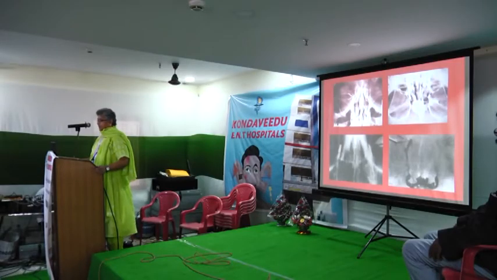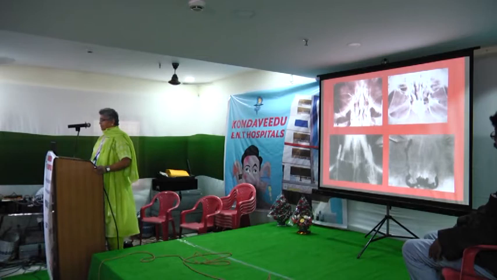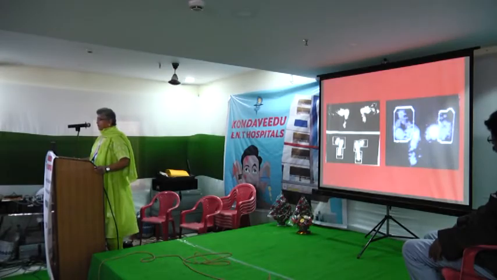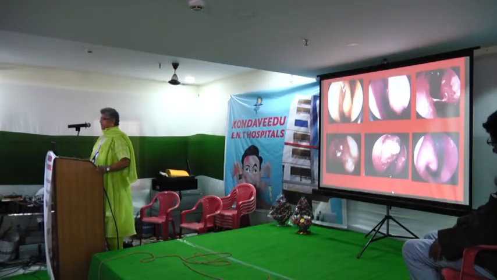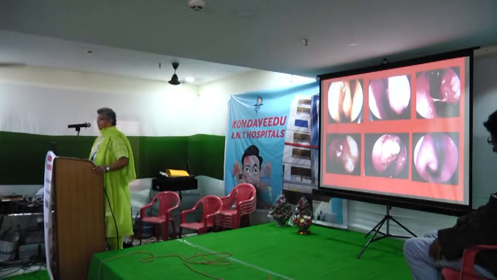So these are the DCG pictures. You can see how the dye is visible very clearly, and there is a block here, it stops there. This is the scintigraphy picture, the left one. These are the CT scans showing big tumors in this area. And these are various intranasal abnormalities.